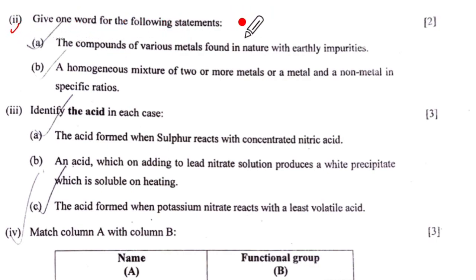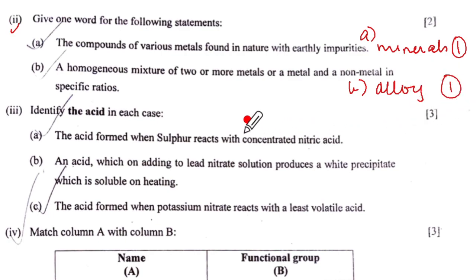Let us come to question 6, the second part. Give one word for the following statements. The compounds of various metals found in nature with earthly impurities. What are those compounds called? Aren't they minerals? So you write that, you get your 1 mark. So your A answer is there. Our B answer will be a homogeneous mixture of 2 or more metals, or a metal and a non-metal, in definite proportion. That will be our alloy, and that is your 1 mark.